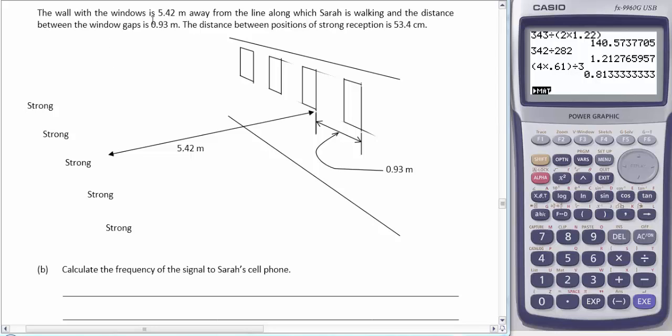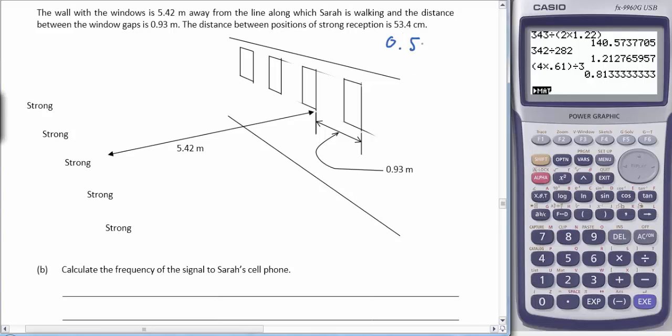The wall of the window is 5.42 meters away from the line along which Sarah is walking, and the distance between the window gap is 0.93 meters. The distance between points of strong reception is 53.4 centimeters. Well, first off, let's change that into meters, 0.534 meters, and positions between strong, so that's that distance there, which is what we'd call x.